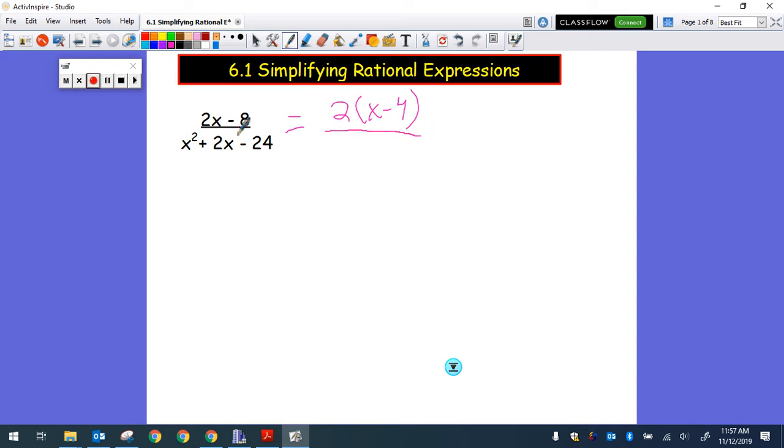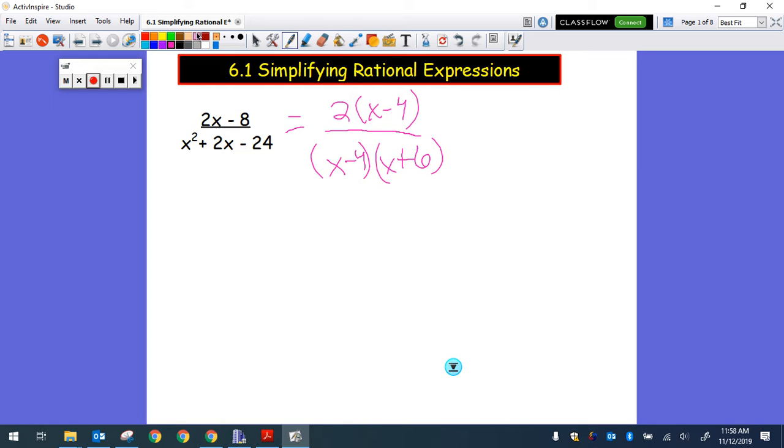On the bottom, I can't take anything out, but I can factor it. I want to see what will multiply to give me negative 24 and add to give me 2. And it's going to be 4 and 6, right? 4 and 6 will multiply to give me 24. And if I make this a positive 6 and the 4 a negative 4, then those would add to give me a positive 2. So the bottom factored is x minus 4 and x plus 6.